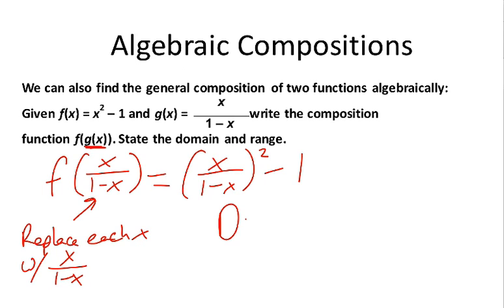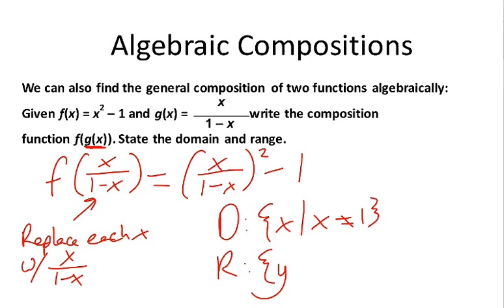The domain, all possible x values, and in this case we have a denominator here, and we don't want our denominator to be equal to 0, so x cannot be equal to 1 because that would make our denominator equal to 0. Range. This one uses a rule that we haven't looked at since last semester.